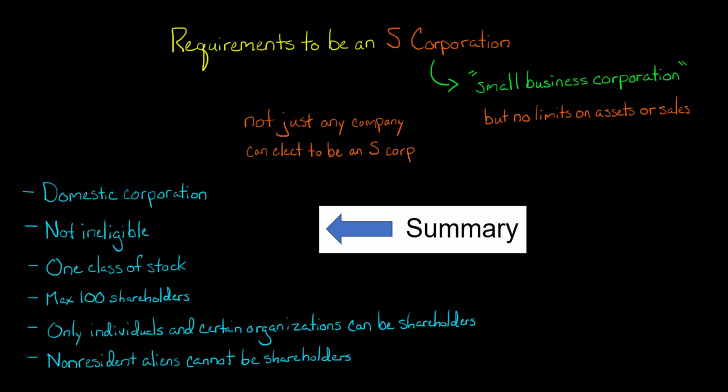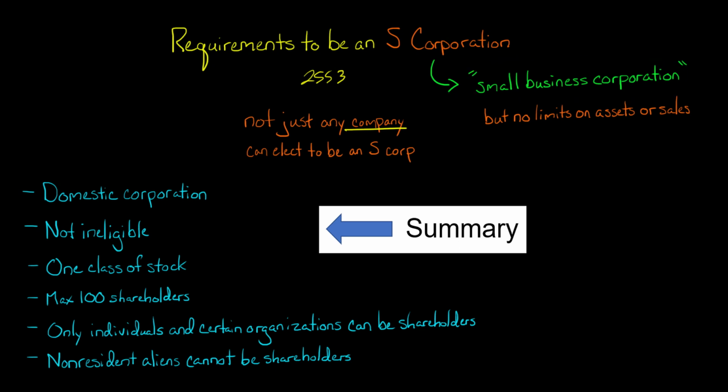In this video, I'm going to discuss the requirements to be an S corporation. Now, you might have heard that once you have a corporation, you can make an election to be treated as an S corporation by filing Form 2553 with the IRS. And that's true, but not just any company can elect to be an S corp. You need to be what's called a small business corporation.